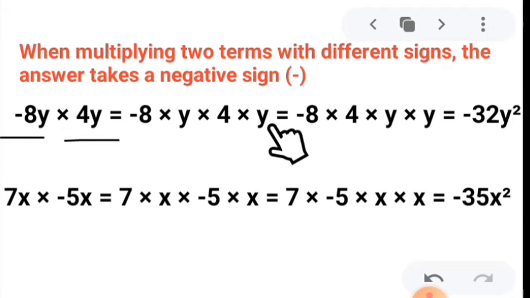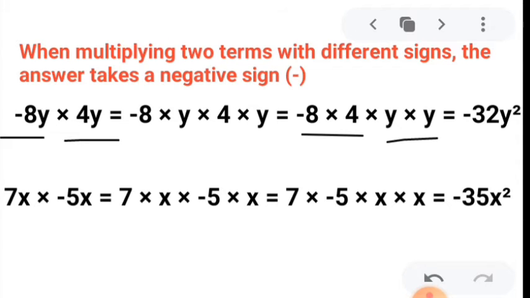If we bring like terms together, we take the numbers together, minus 8 times 4 will give us 32, and y times y will give us y raised to the power 2. So minus 8 times 4 is minus 32, and y times y is y raised to the power 2. So minus 8 times 4 times y will give us minus 32y raised to the power 2, because they have different signs. So let's take another example.